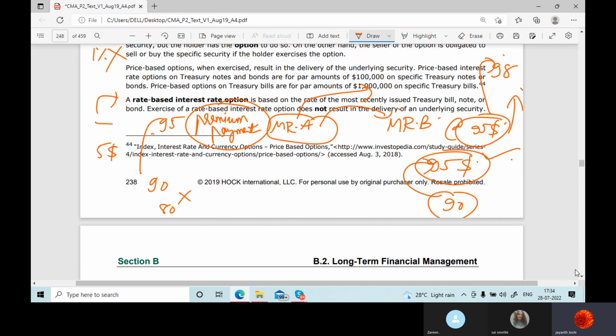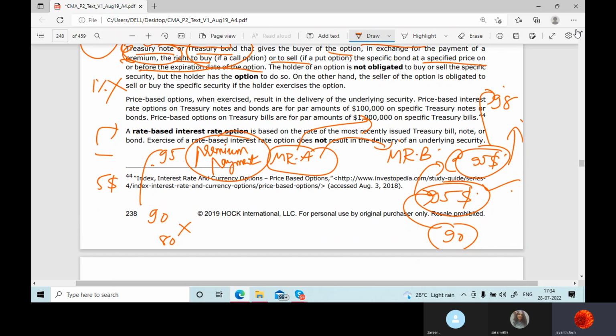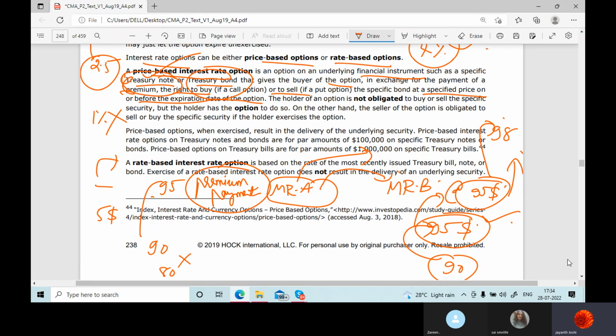Point number 2 is in a put option. If the price goes down, he will exercise. If it goes up, he'll never exercise. The only loss is the premium loss. Fine. And why this? What would happen?